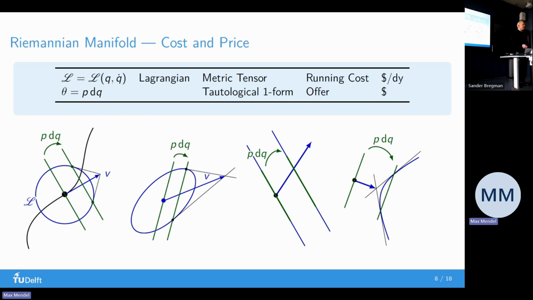So it's just the cost you make per unit of motion. And here I show you that you can construct this price purely geometrically. You don't need any formulas. There are no formulas here. This thing has a name. It's called the tautological one-form, and it's really the offer price. It's the price you're willing to pay for it.